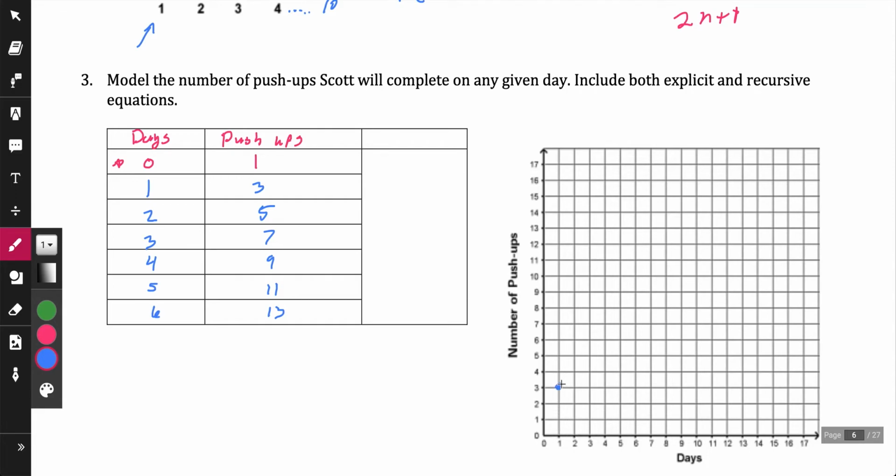We have 3. Day 2, I have 5. Day 3, I have 7. And you can see my slope, up 2 over 1, up 2 over 1, up 2 over 1, up 2 over 1. And finally on day 6, up 2 over 1.